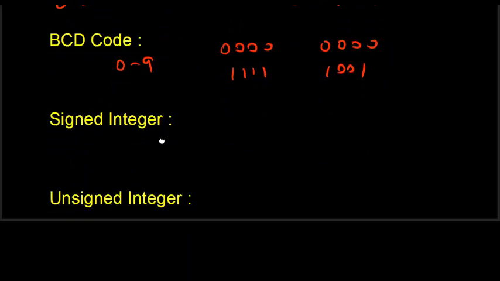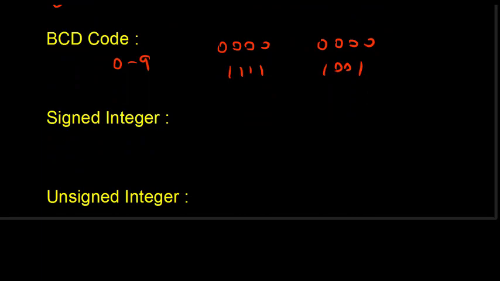Then we have signed integer. In case of the signed integer format, if we have an 8-bit number, suppose we are writing a number like this one, this is number 5. The first 7 bits represent the magnitude, and the leftmost bit represents the sign of the number. Generally 0 is taken as positive and 1 is taken as negative.